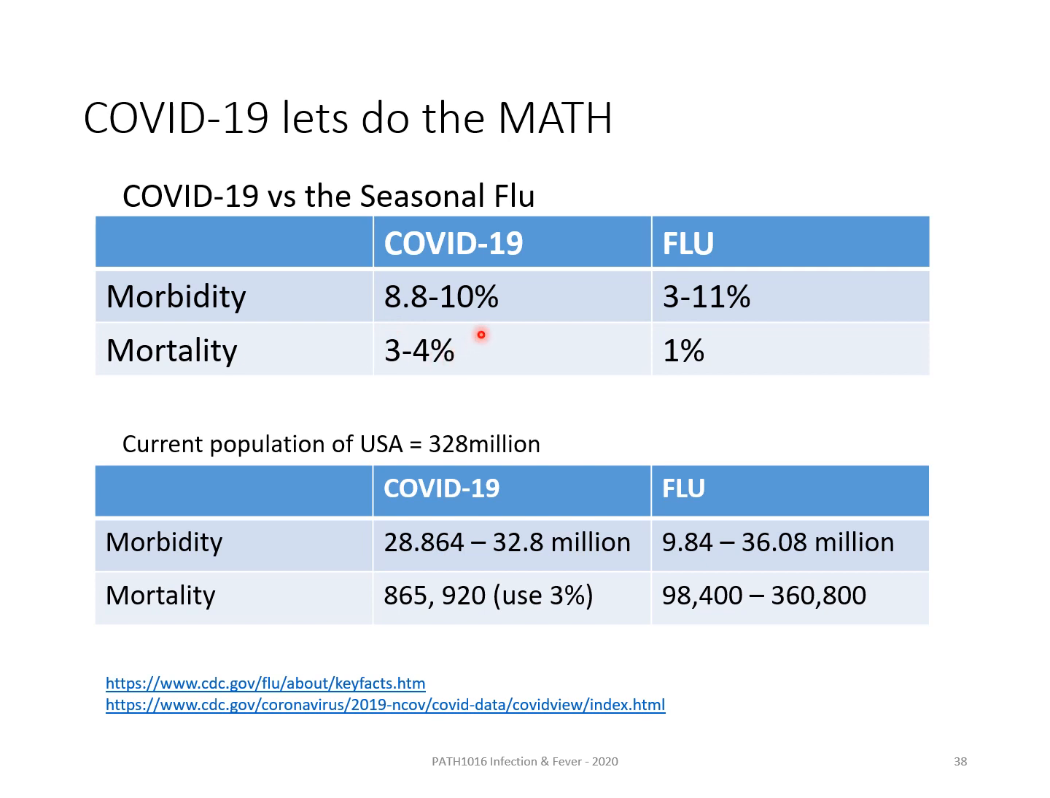Of those 8.8 to 10% of people, 3 to 4% will die, compared to the flu, which has only 1% of these 3 to 11% dying. Let's plug in the math. Current population, 328 million people. Take 8.8% to 10% of 328 million, and you get a morbidity of 28.64 to 32.8 million people who, left unchecked, will get COVID-19.